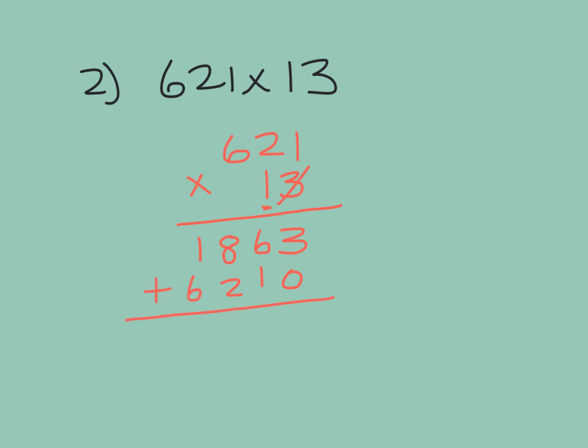So 3 add nothing is 3, 6 add 1 is 7, 8 add 2 is 10, 6 plus 1 is 7, plus 1 being 8. My answer is 8073. Have you got that one right too?